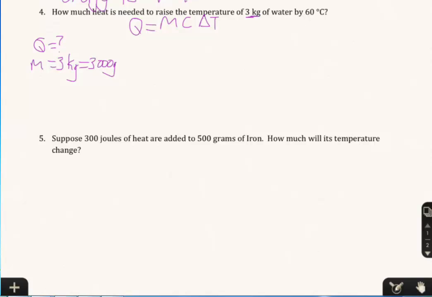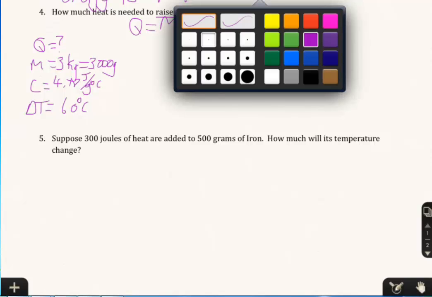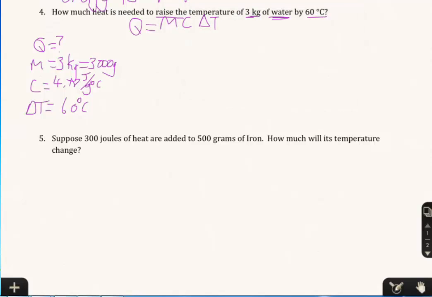C is equal to what? Well, C is specific heat. And it's telling me it's water. So I go to that table on page 476, I look at the specific heat of water, it's 4.18 joules per gram degree Celsius. And then finally, delta T, that's the change in temperature. It says right here, we're raising the temperature by 60 degrees. Okay? So 60 degrees Celsius is my delta T. I'm going to put all this information up into the formula. And so Q is what I don't know, so I just rewrite Q. M is 3,000 grams, so 3,000. C is 4.18.